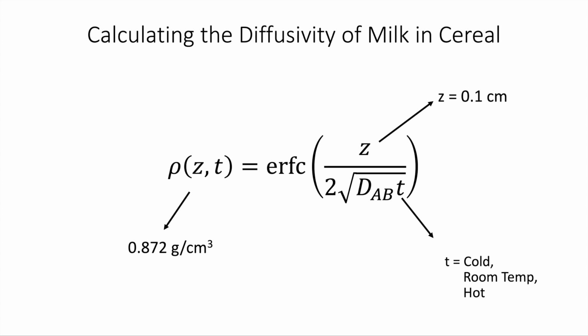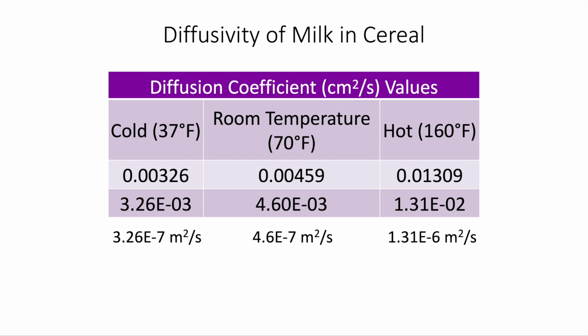So at the cold temperature, there's an average time taken to become saturated. At room temperature, there's an average time for the cornflake to become saturated, and at the hot temperature as well. So once we get all these, we can calculate the diffusivity of milk in cereal at the varying temperatures. And here are those values. So at the cold temperature, we have about 3.2 or 3.3 times 10 to the minus 3 centimeters squared per second. At room temperature it is about 4.6 times 10 to the minus 3. And for the hot cereal in cornflakes, it's about 1.31 times 10 to the minus 2.